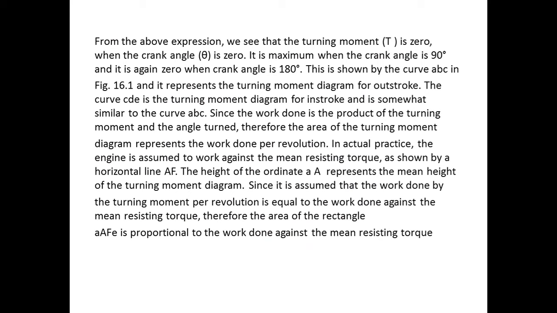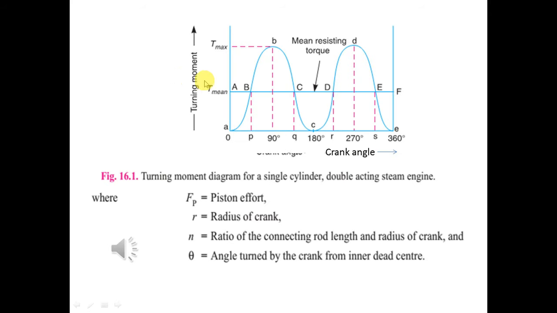So therefore the area of the turning moment diagram represents the work done per revolution, which I told you. In actual practice, the engine is assumed to work against the mean resisting torque as shown by a horizontal line AF. So this AF is the mean torque line, and it represents the mean torque value.